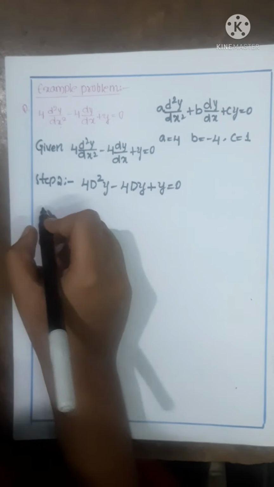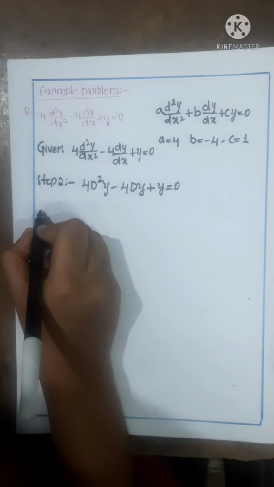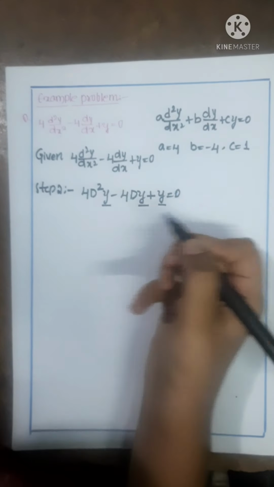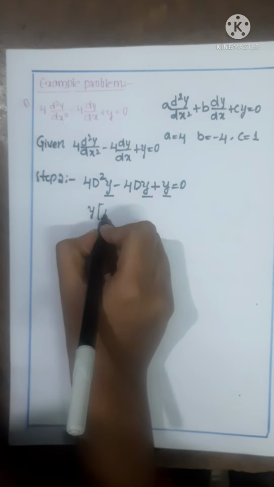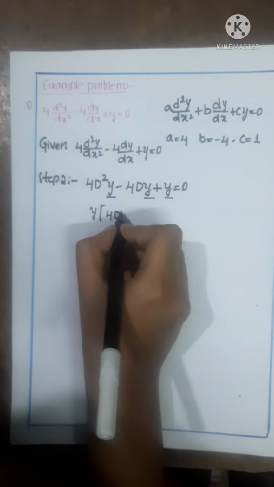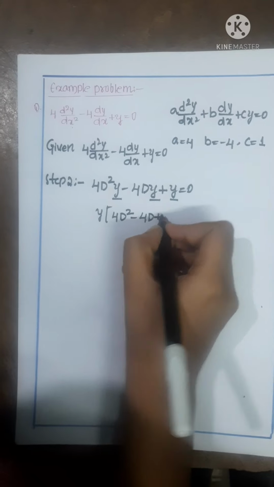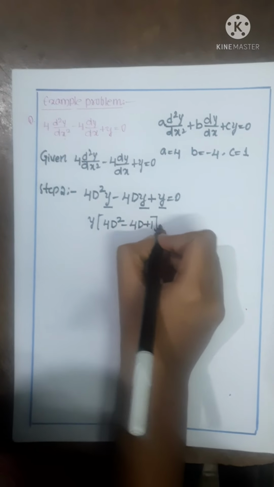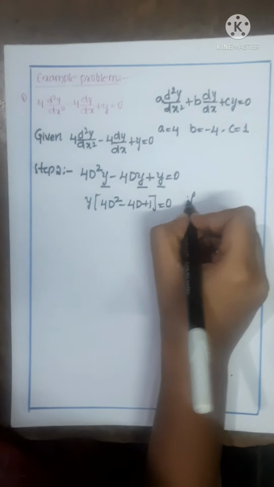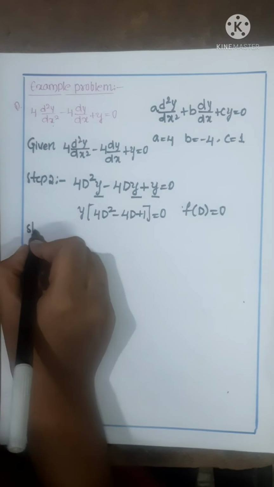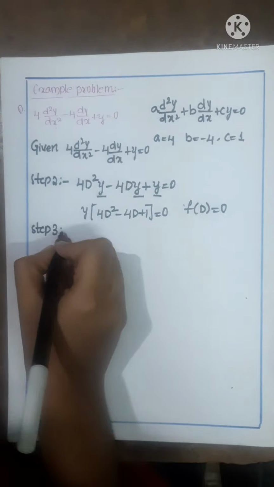Next step is to find the auxiliary equation. Before that, we can see that y is common here, so we can take y as common. Then we get the equation as 4D square minus 4D plus 1 equals 0. So this is in the form of f of D equals 0.